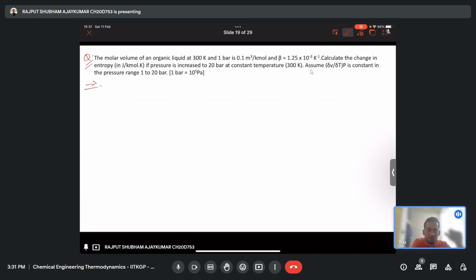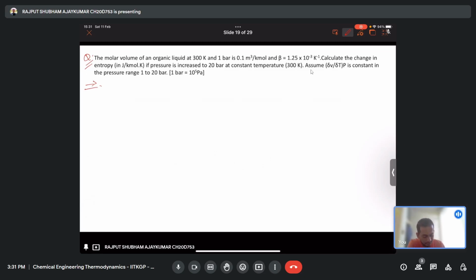So beta is volume expansivity and isothermal compressibility is K, or kappa, you can say. Some will represent it with kappa or K or gamma, right? So please remember these two terms. Calculate the change in the entropy in joule per kilomole Kelvin. The pressure is increased to 20 bar. So P1 is given as 1 bar, P2 is given as 20 bar at a constant temperature of 300 Kelvin. So the temperature is constant and is given as 300 Kelvin. Assume del V by del T at constant P is constant in the pressure range of 1 to 20 bar.